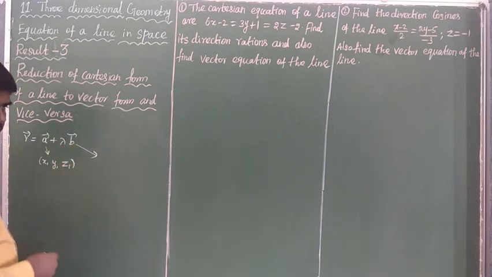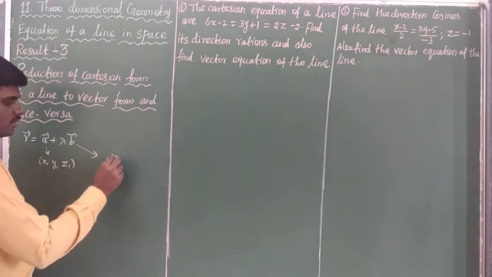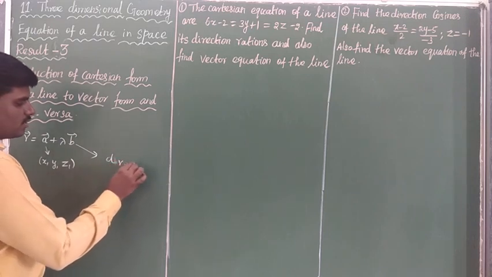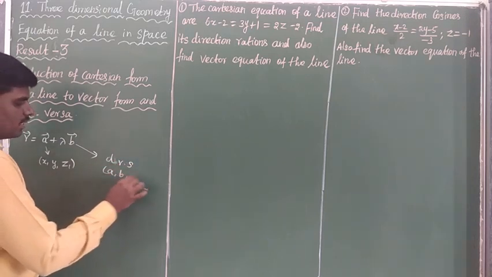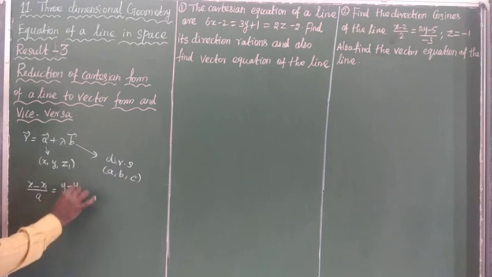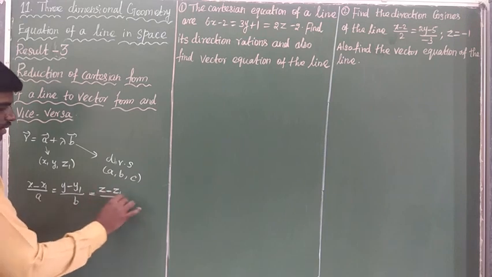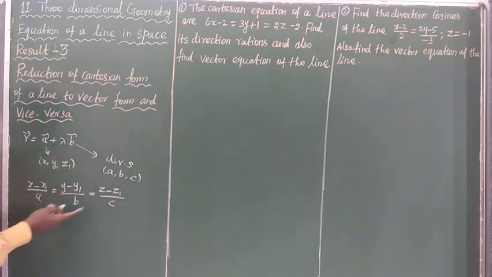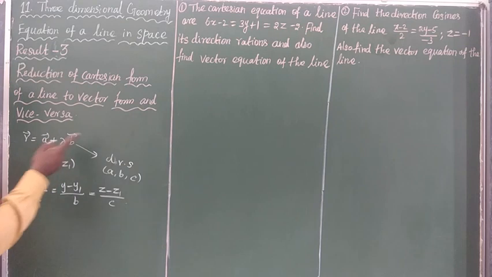Next, what's the meaning of b vector? B vector is the direction ratio. The direction ratios of the vector are a, b, c. Here, how to convert the vector form to Cartesian form? What's the Cartesian form formula? x minus x1, where I choose the point x1, divided by the direction ratio a, is equal to y minus y1 divided by b, is equal to z minus z1 divided by c. This is vector to Cartesian. Next, Cartesian to vector form.